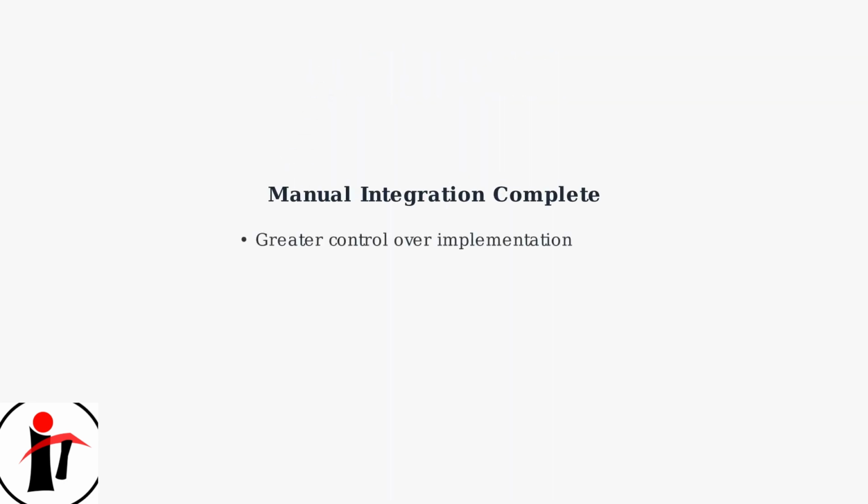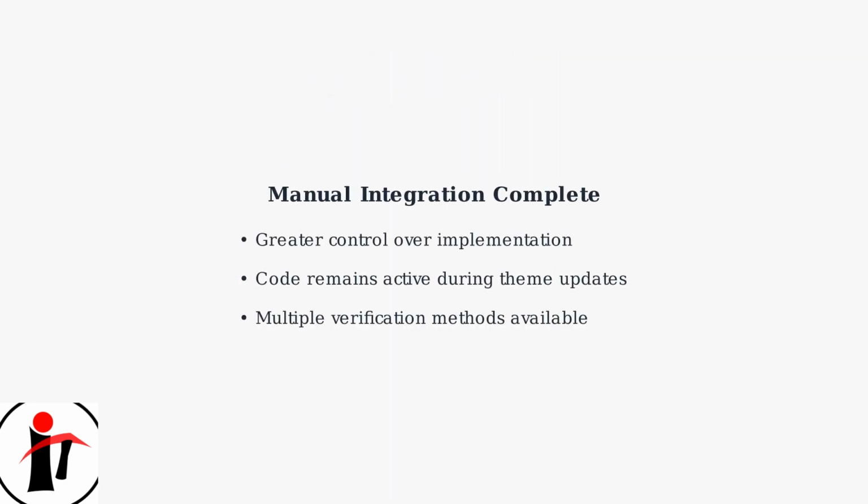Manual code integration provides greater control over your Hotjar implementation. While it requires more technical knowledge than the plugin method, it offers flexibility and ensures the tracking code remains active, regardless of plugin updates or changes.